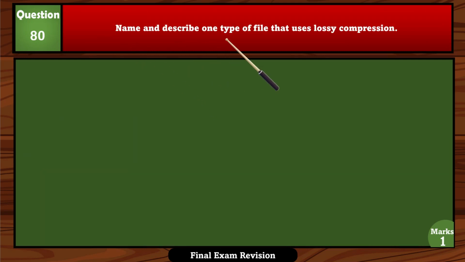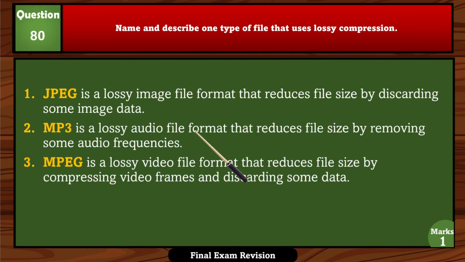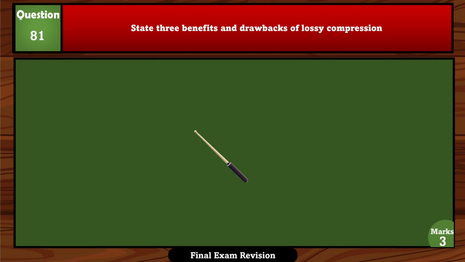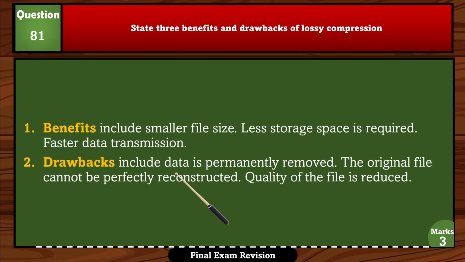Question 80, name and describe one type of file that uses lossy compression. So we have JPEG, we also have MP3, we have MPEG, and we have AAC. These files use lossy compression. Question 81, state three benefits and drawbacks of lossy compression. So let's first talk about the benefits. Benefits include smaller file size, less storage space is required, and faster data transmission. Drawbacks include data is permanently removed, the original file cannot be perfectly reconstructed, and quality of the file is reduced.